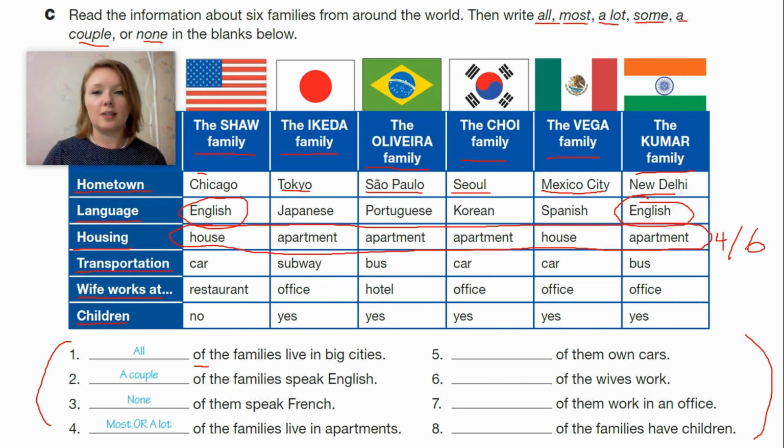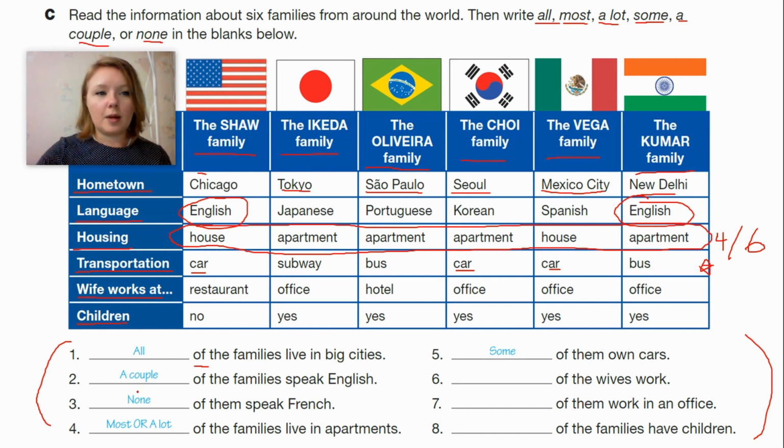families live in apartments. Let's look at transportation. How many of them own cars? Here we can say some of them own cars. We see 1, 2, and 3. So we actually also could have said half of them own cars, right? 3 out of 6, half of them.